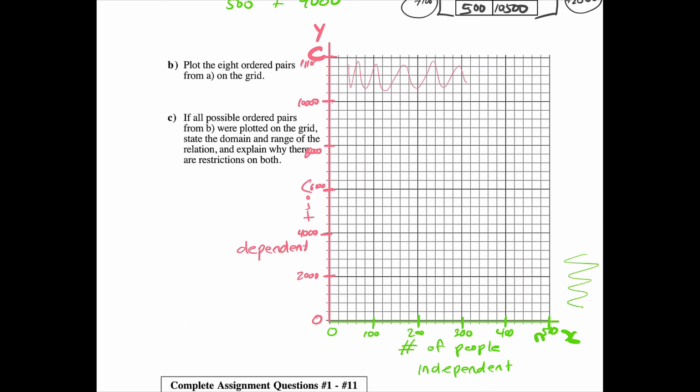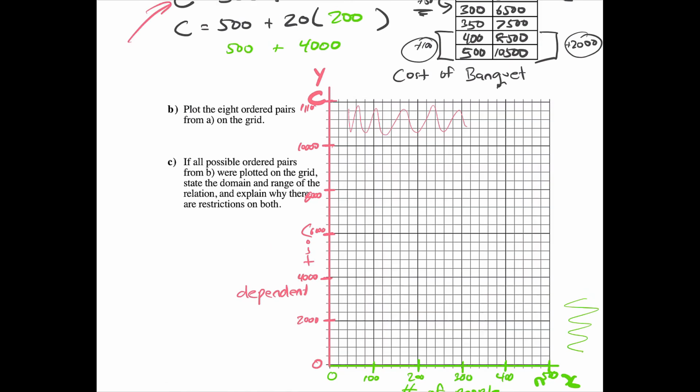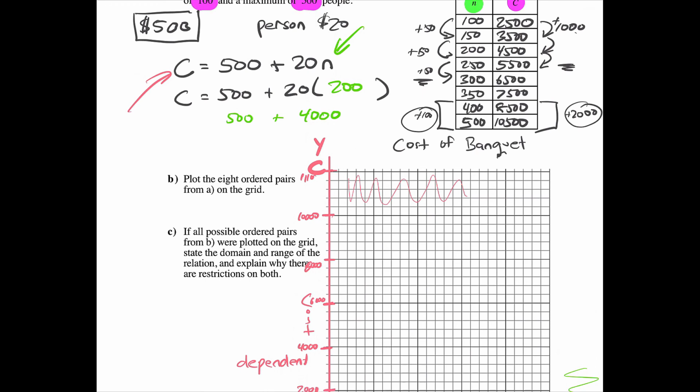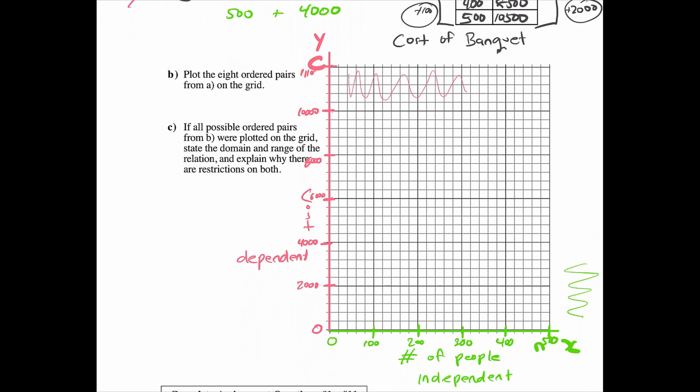Okay, this graph should also have a title. So cost of banquet. What is going on with my, there we go, banquet. Okay, and let's take a look at that first ordered pair. So it says at 100 on the n, go up 2,500.